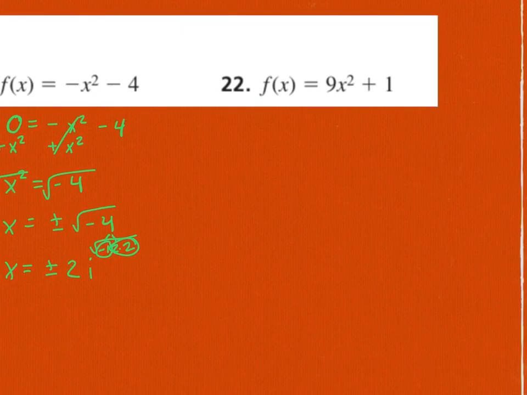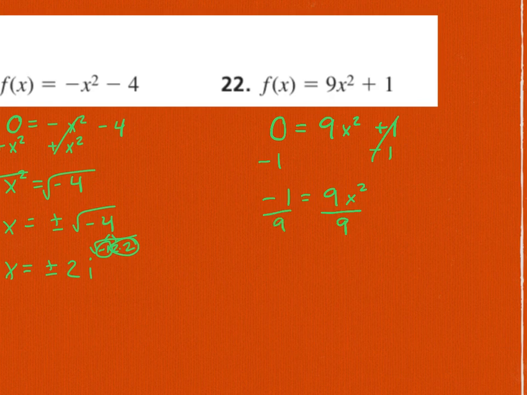Alright, last one. So this is 0 is equal to 9x squared plus 1. We need to subtract 1 from both sides. So we get negative 1 is equal to 9x squared. We divide 9 on both sides. So this is negative 1 over 9 is equal to x squared. We take the square root of both sides. So this is x is equal to plus or minus square root of negative 1 over 9.